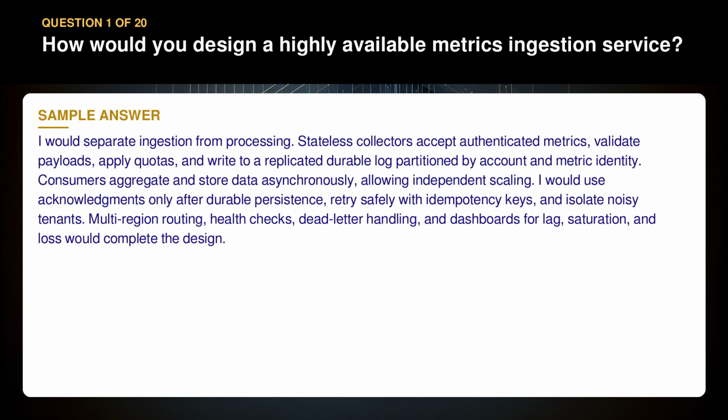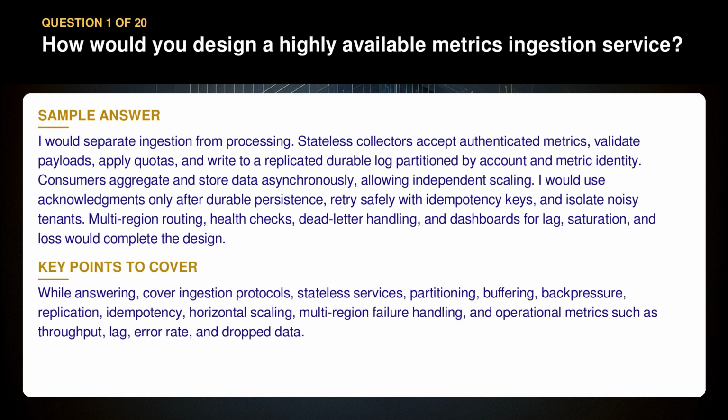I would use acknowledgements only after durable persistence, retry safely with idempotency keys, and isolate noisy tenants. Multi-region routing, health checks, dead letter handling, and dashboards for lag, saturation, and loss would complete the design. While answering, cover ingestion protocols, stateless services, partitioning, buffering, backpressure, replication, idempotency, horizontal scaling, multi-region failure handling, and operational metrics such as throughput, lag, error rate, and dropped data.